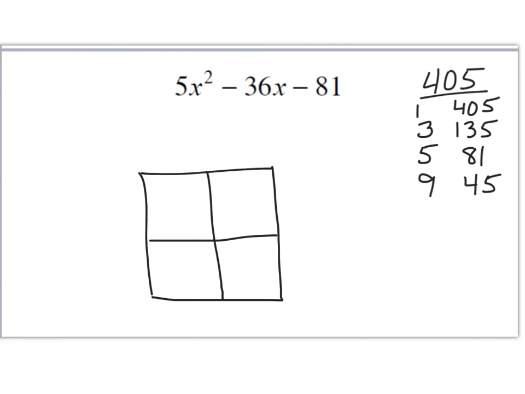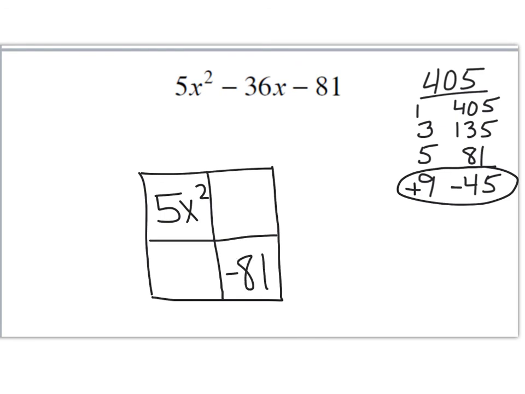So as I'm looking through, I think I finally found it right here. And because the 36 is negative, my bigger number must be negative. This number is positive. So here we go. I'm going to put my first term in the first box, my last term in the last box. Then I'm going to take that 9x and then negative 45 and put an x.